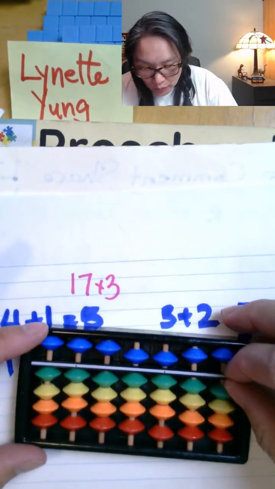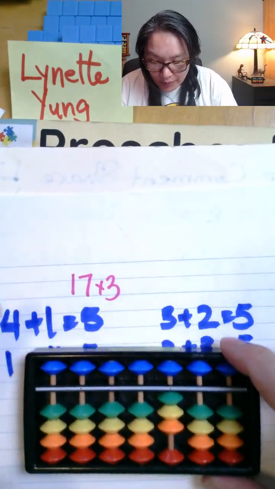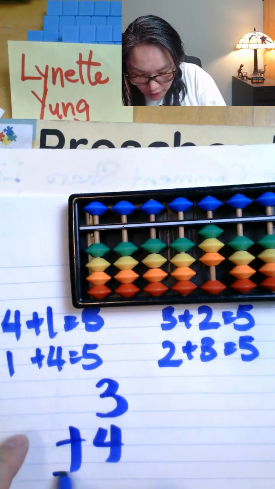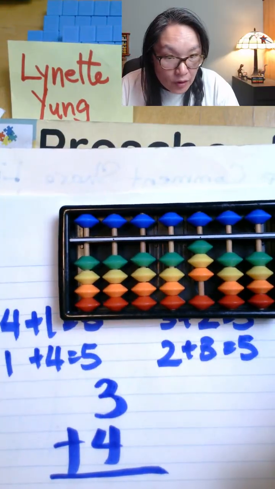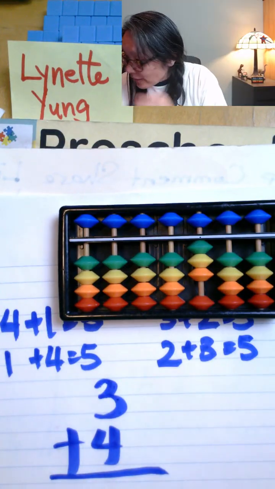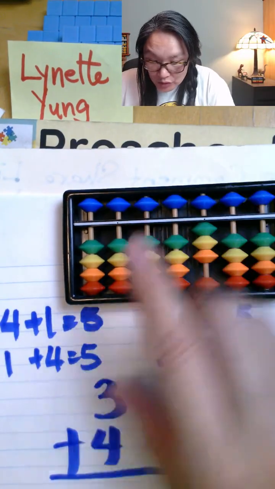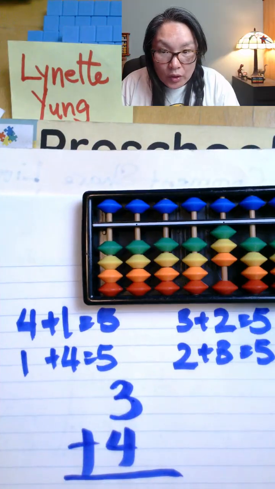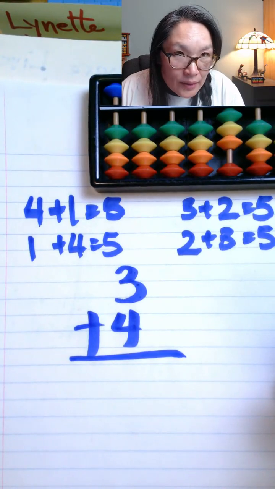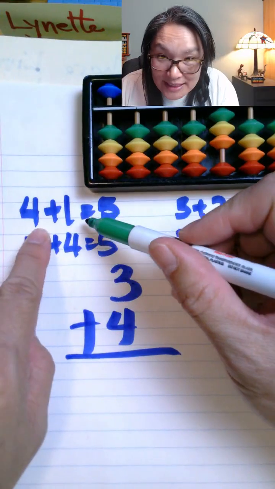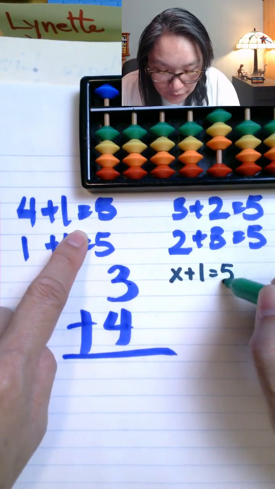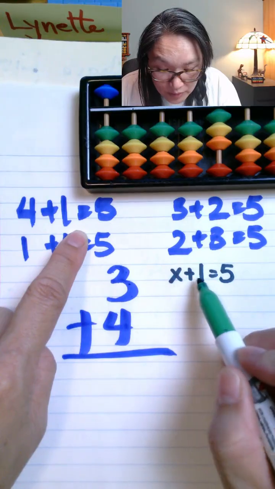Why? Well, I have 3, but I want to add 4. So if my question is 3 plus 4, notice I don't have enough beads to add the 4. Because I don't have enough beads to add the 4, I can utilize this 5. But to utilize the 5, I need to figure out how to use this concept. This is a little sneak peek, because Abacus is the gateway to complex math. Let's look at this a little bit. We could say x plus 1 is equal to 5.